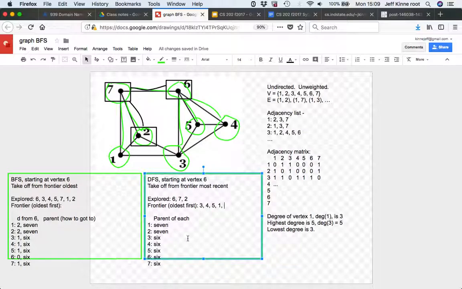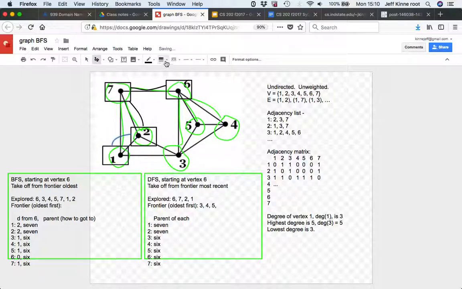We have parents for everything, but if we kept going like this to see what path we're going on, we were at 2. We take off the next thing from the frontier. That would be 1. 1 would be explored. So if we mark it as explored, we got there through 2. This way.